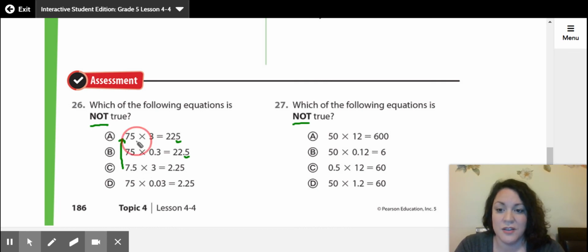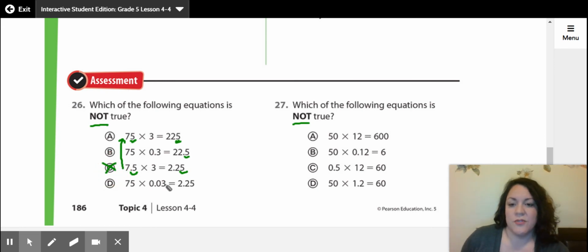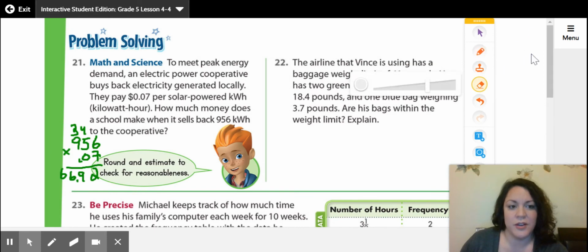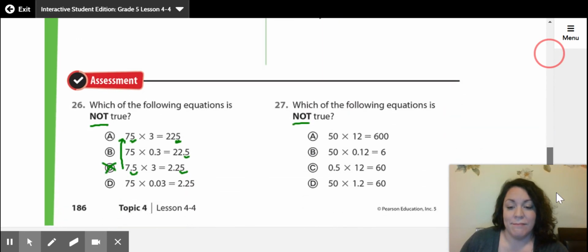So they went over 1. See how they have one number on the right side of the decimal? So my answer is going to have, oops, it should have been 22.5. But they actually moved it over twice. So this one is wrong. Now 75 times 0.03. Maybe you might think, I have too much going on here. Let's just erase this. I want to get this right. Let's see how long this takes me to erase.